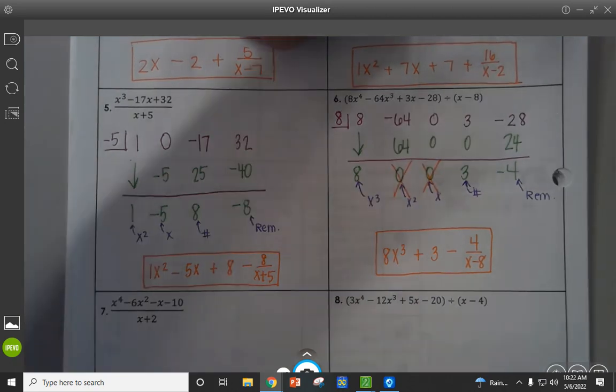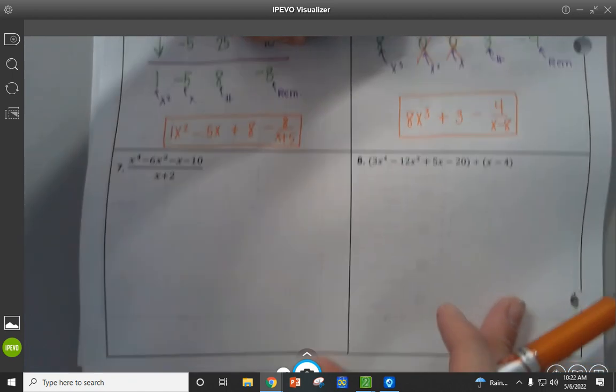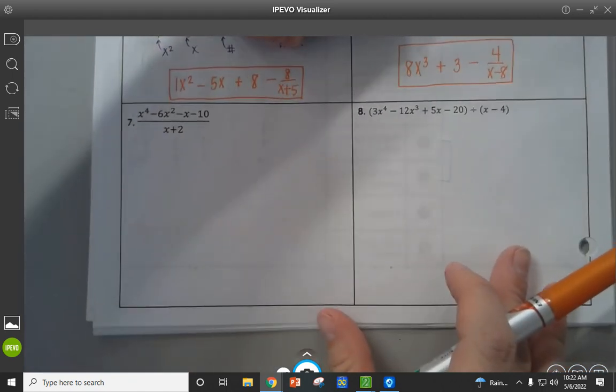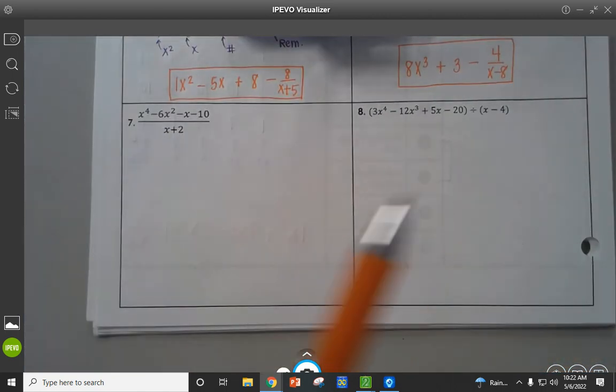I want you to try number 7 and 8. And I'm going to come around and help you. Make sure that you are looking out to see if there are any missing terms.